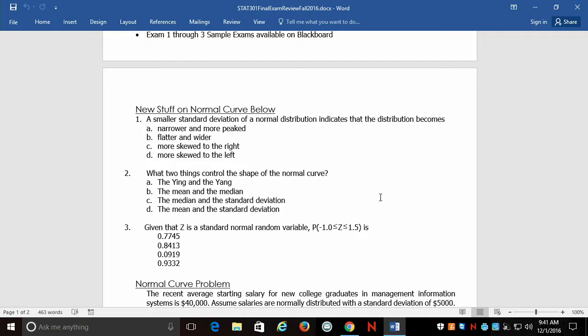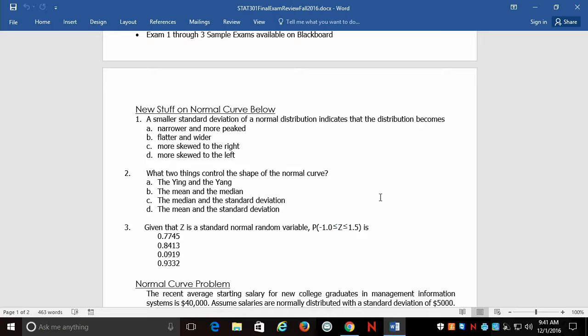A smaller standard deviation of a normal distribution indicates that the distribution becomes what? So what would the answer be? So we decrease the standard deviation. So what happens to the curve? Very good, Kyle. If we increase the standard deviation, it becomes flatter and wider. If we increase the mean, it shifts to the right. If we decrease the mean, it shifts to the left.